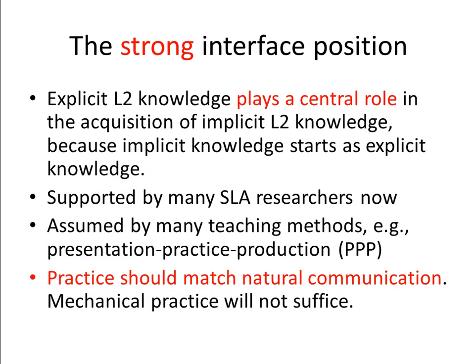And according to this position, explicit second language knowledge plays a central role, a very, very important role, in the acquisition of implicit knowledge, because implicit knowledge starts as explicit knowledge. Explicit knowledge becomes implicit knowledge. So the first thing we have to do to acquire our second language is to acquire explicit knowledge. Later, it will become implicit knowledge. So the acquisition of explicit knowledge is very, very important according to this position.